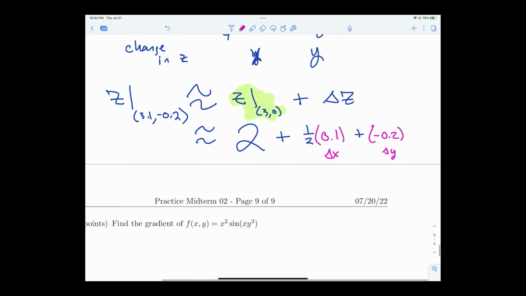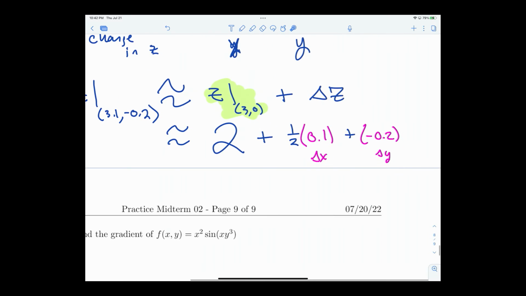So from the 2 that we started with, this is how much the function value should change. So this is 2 plus half of 0.1, which is 0.05, plus negative 0.2. So you work that out, and it'll be something. I don't know why I'm using a calculator, except that my brain doesn't work right now for some reason. 2 plus 0.05 minus 0.2, and we get 1.85.